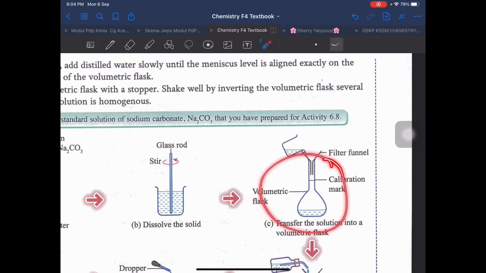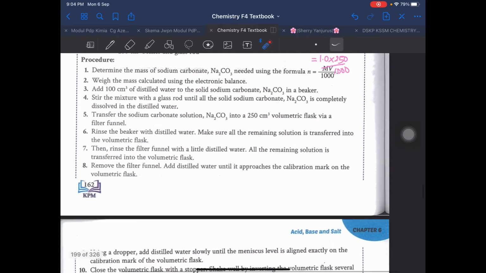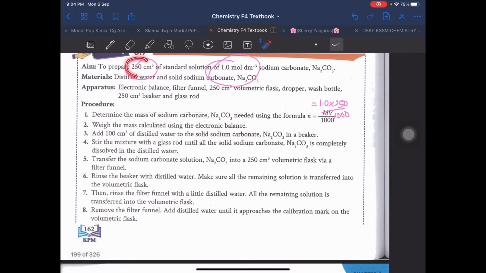So in this experiment, you need to tell, mesti beritahu, the volumetric flask size that you use is 250 cubic centimeter. Kenapa? Because that's what the soalan wants you to prepare: 250 cubic centimeter of standard solution. Okay? Okay, using a filter funnel.